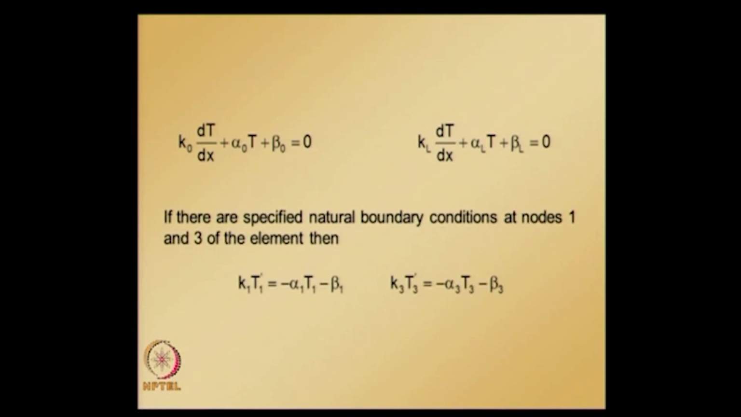So, if these boundary conditions are specified at nodes 1 and 3 of the element, then these equations can be written in this manner: k1 times t1 prime is equal to alpha 1 times t1 minus beta 1. Similarly, k3 times t3 prime is equal to alpha 3 times t3 minus beta 3.